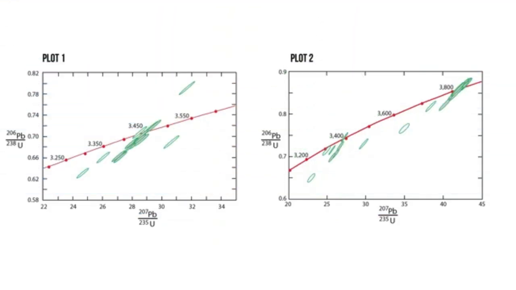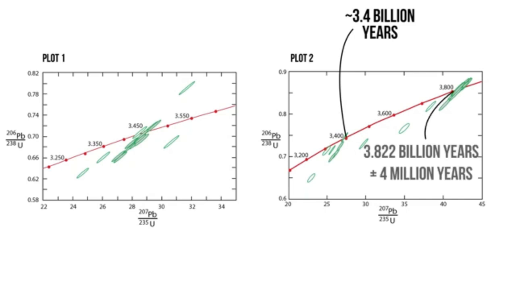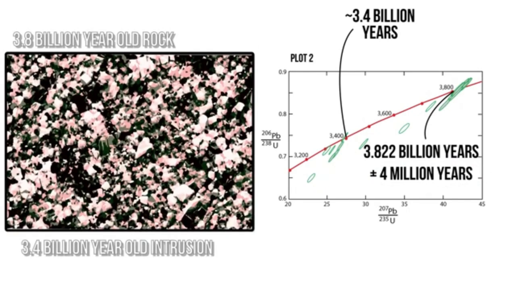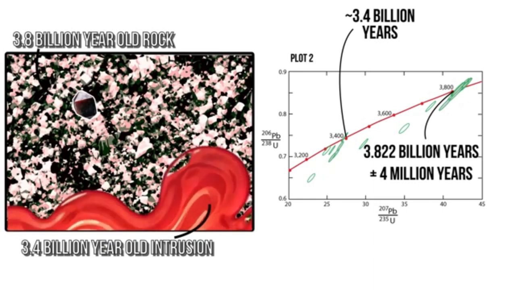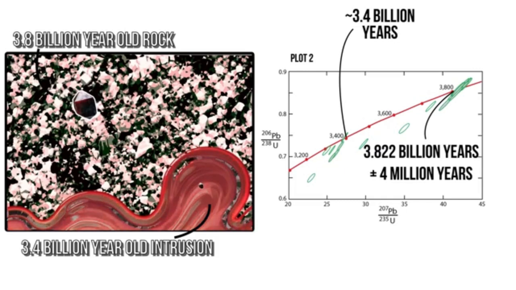The plot on the right shows 2 clusters of data, one at around 3.4 billion years ago and another at 3.8 billion years ago. Notice that the age is given with a plus or minus, which describes the uncertainty of the age. The scientists who dated these rocks interpreted their results to indicate that magma that had intruded into the crust approximately 3.4 billion years ago melted an older 3.8 billion year old rock containing zircon.